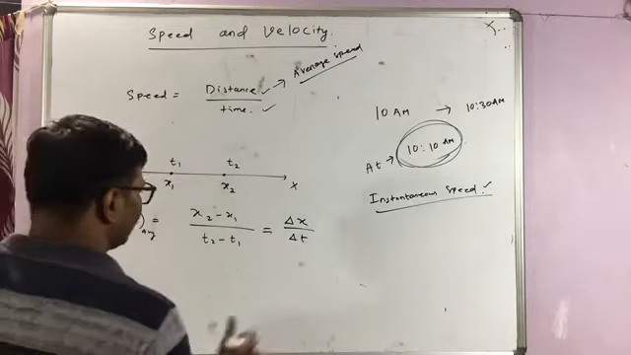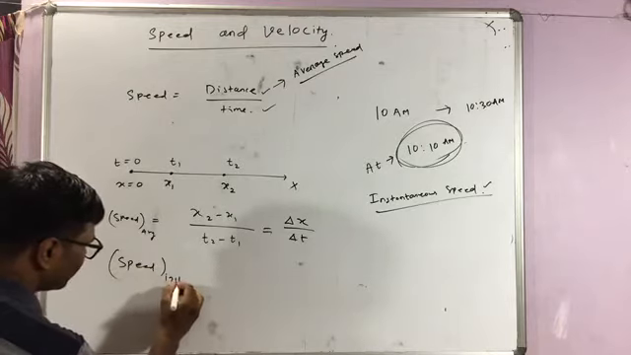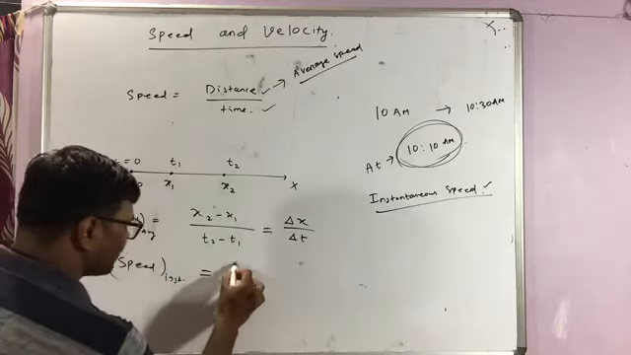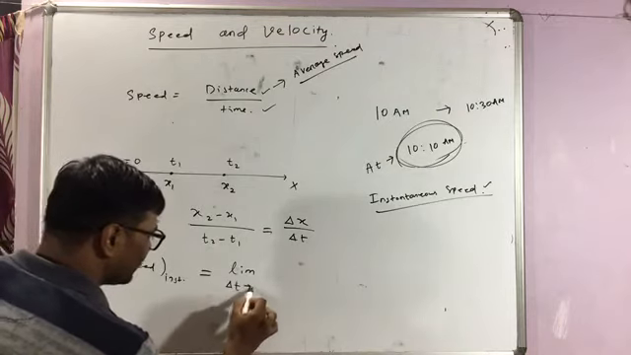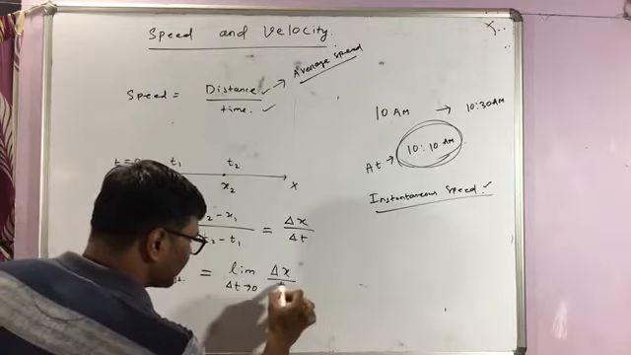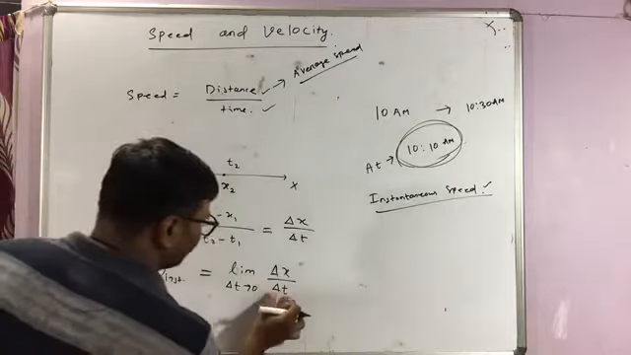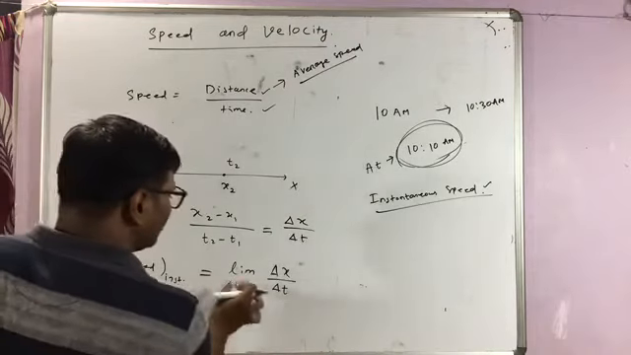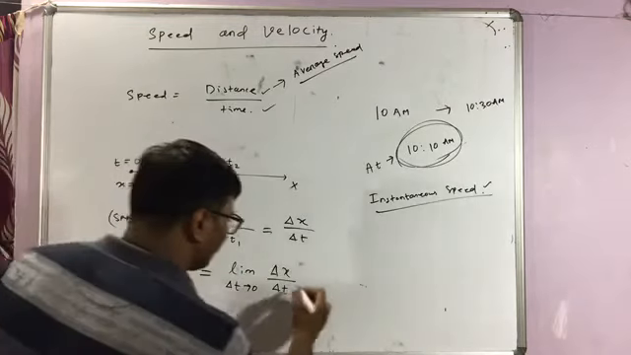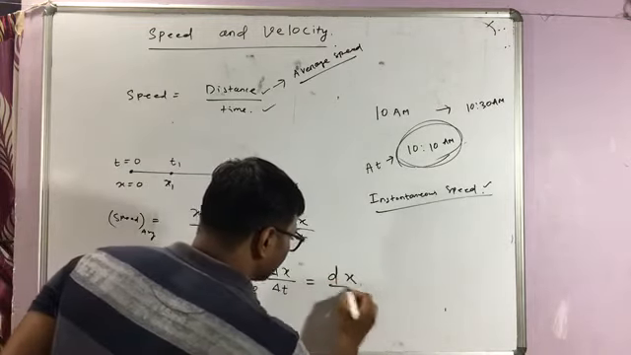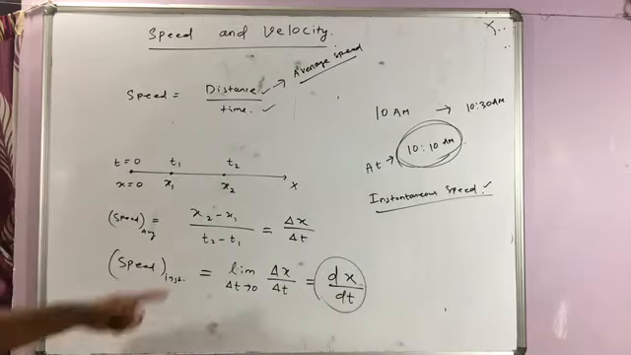So your instantaneous speed is written as limit delta t tends to 0 of delta x upon delta t. When we are dealing with a time difference which tends to 0, then the delta x by delta t is called your instantaneous speed, or simply dx by dt. So this is the formula for your instantaneous speed.